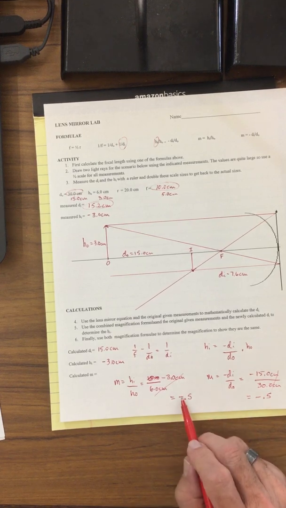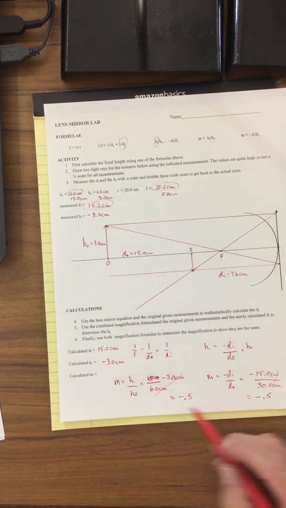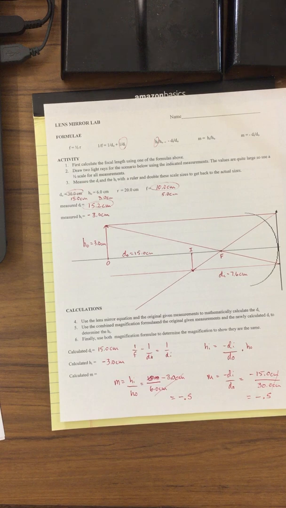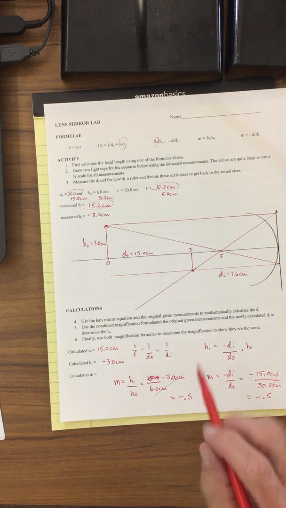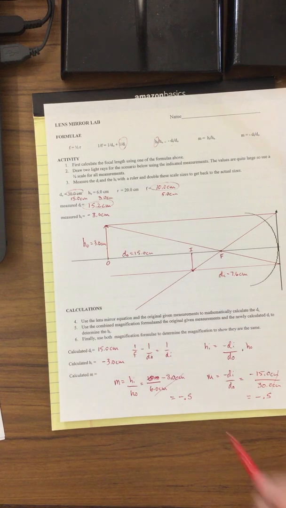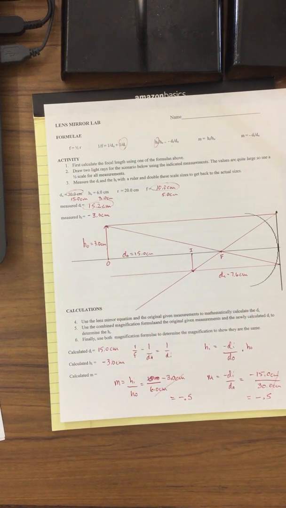What does this mean? The negative means that it was inverted. The number is the magnitude of the magnification. If it's greater than 1, that means your image is going to be larger. If it's less than 1, it means that your image is smaller. So our image is about half as big as the original object.